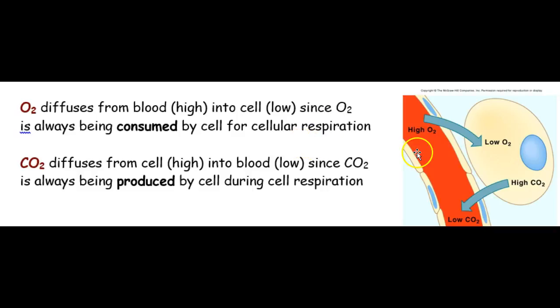And remember, why is the concentration of O2 low inside the cell? The cell is constantly using up the O2, so there's always going to be a void of it. It's always in need, and that allows the blood to constantly supply the cell with O2. Of course, the reverse is true for CO2, because CO2 is constantly being produced in the cell. We want to get rid of it, and the low CO2 concentration in our blood helps the CO2 move out of the cell.